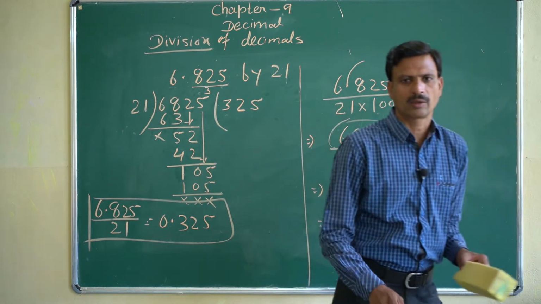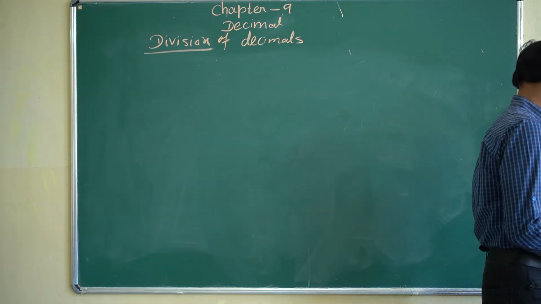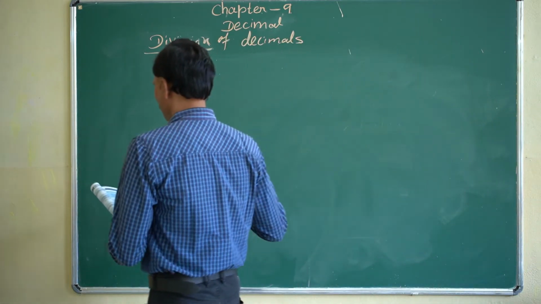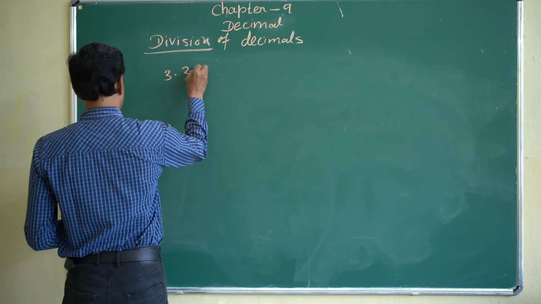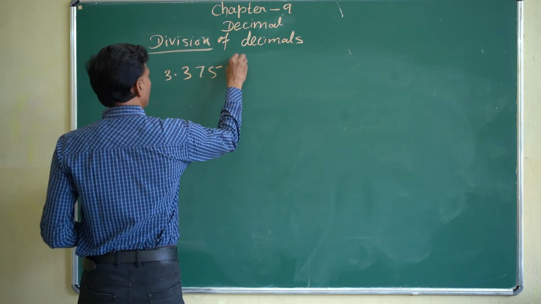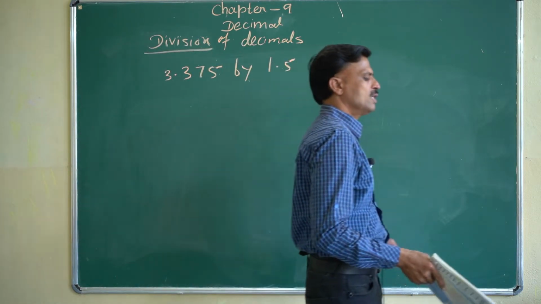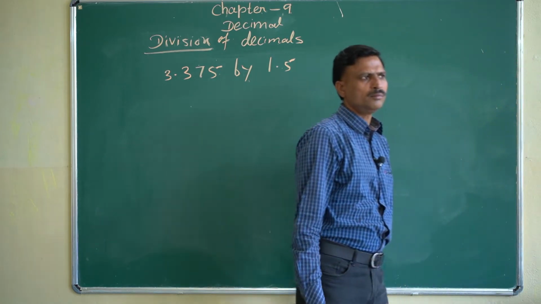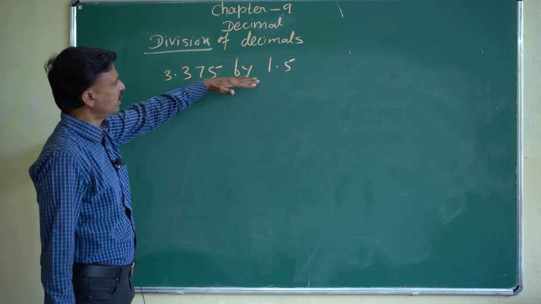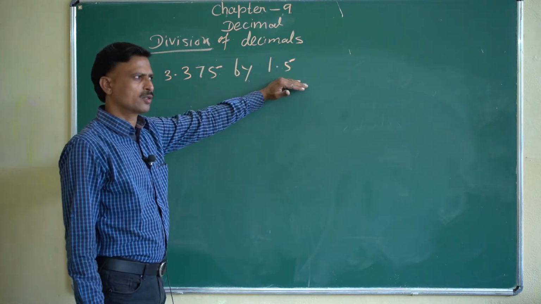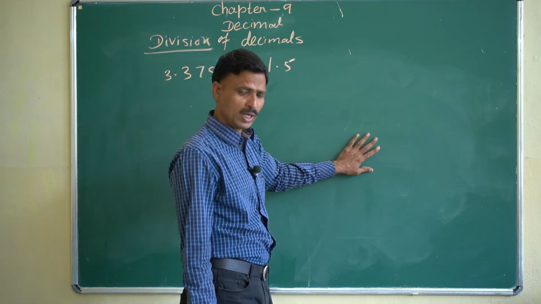One more question I am taking. Suppose I am taking a question in which both numbers are decimal numbers, like 3.375 divided by 1.5. In this, both numbers are decimal numbers. The first one has 3 digits after the decimal, the second one has 1 digit. So I will explain this question also in both ways. Whatever you like you can solve.